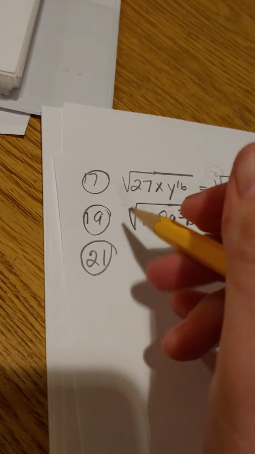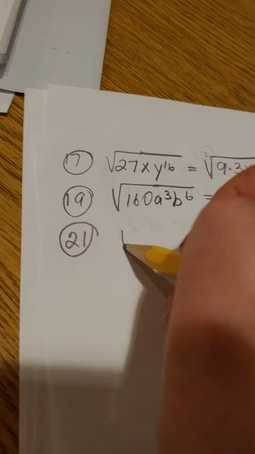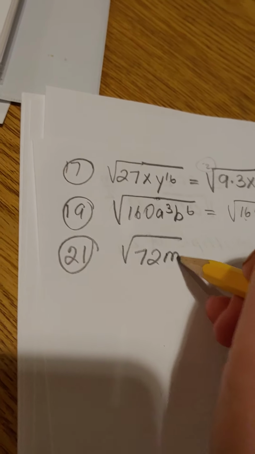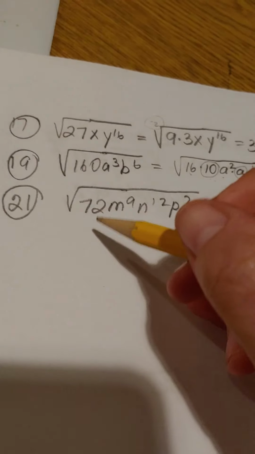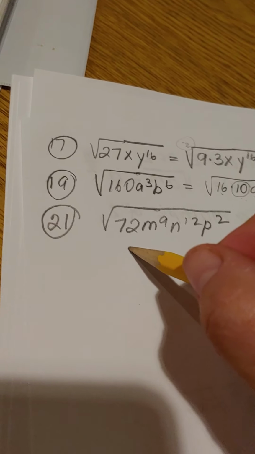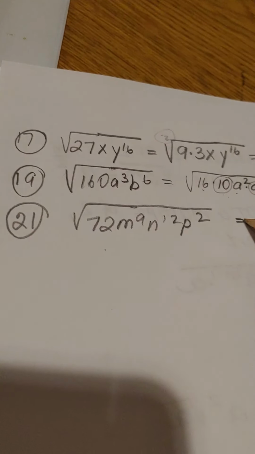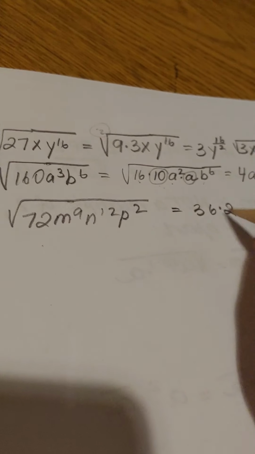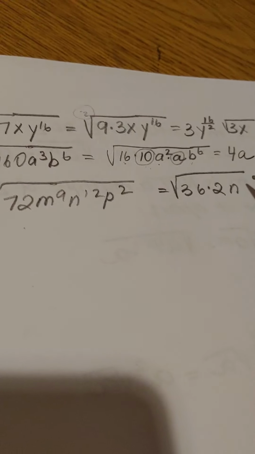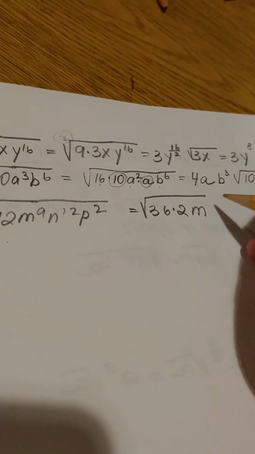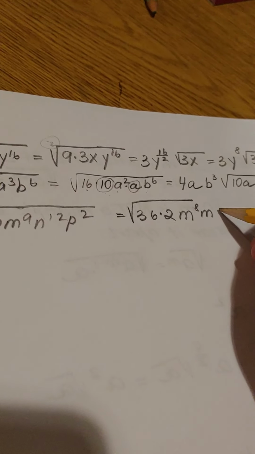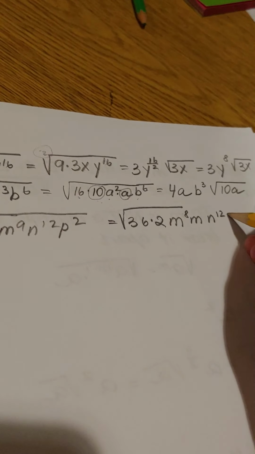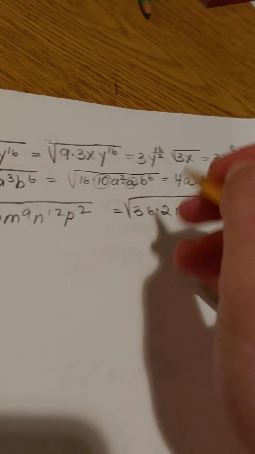Under the radical. So number 21 is 72 m to the 9th, n to the 12th, p to the 2nd. And then 72 can be broken apart as 36 times 2, of course under the radical, then nothing happened to that. M to the 9th power will be broken apart as m to the 8th times m to the 1st. N to the 12th is left alone, p to the 2nd left alone.